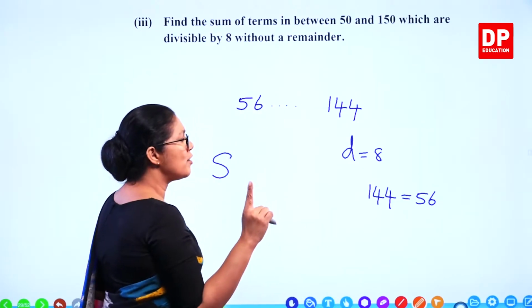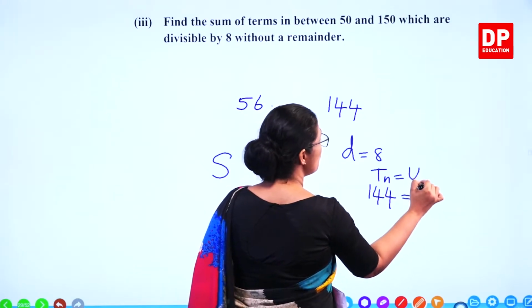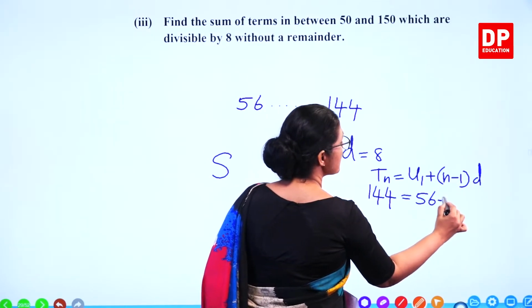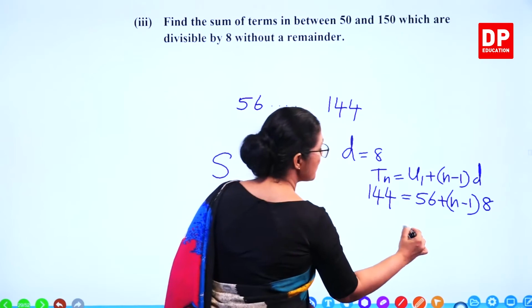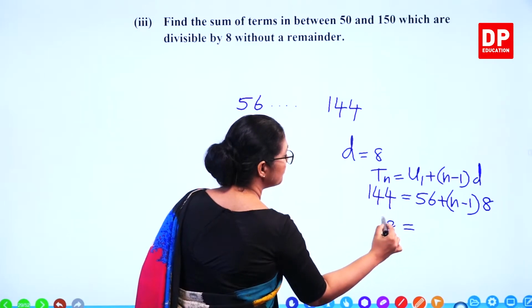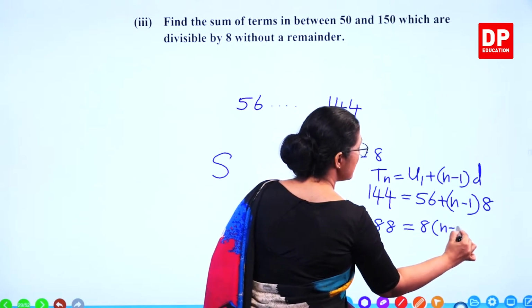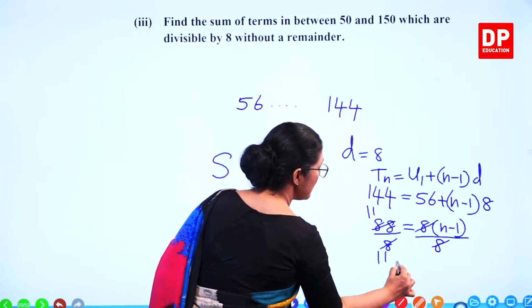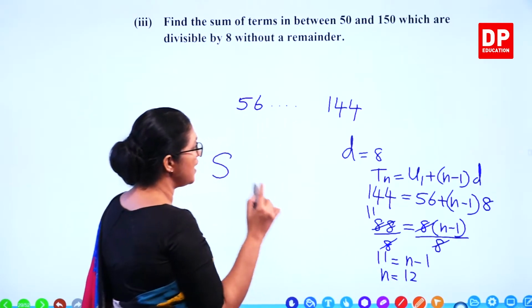What's the formula we can use? Can you remember? Tn equals first term u1 plus n minus 1 d. D is the common difference. These are multiples of 8, so the common difference is 8. Subtract these two: 144 minus 56 is 88. And when you divide by 8, what you get? 11. 11 equals n minus 1. N becomes 11 plus 1. That's 12. N is 12.